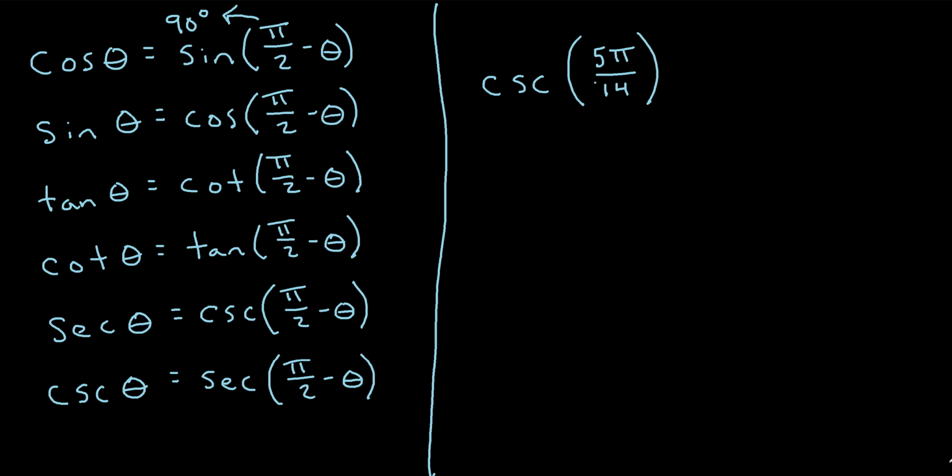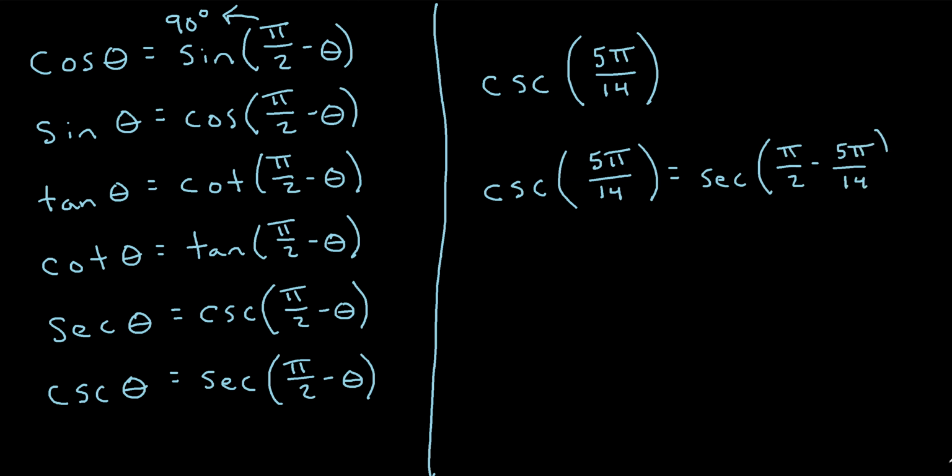All right, let's try one last example. Let's say we have the cosecant of 5 pi over 14. How can we rewrite that using our cofunction identities? Well, we see that the cosecant of an angle is equal to the secant of pi over 2 minus that angle. So we can write the cosecant of 5 pi over 14 is equal to the secant of pi over 2 minus 5 pi over 14. So once again, just looking at the fractions in this parentheses here, how can we get these two to have the same denominator? Or in other words, how can we get this fraction to have a denominator of 14? Well, we'd have to multiply by 7.